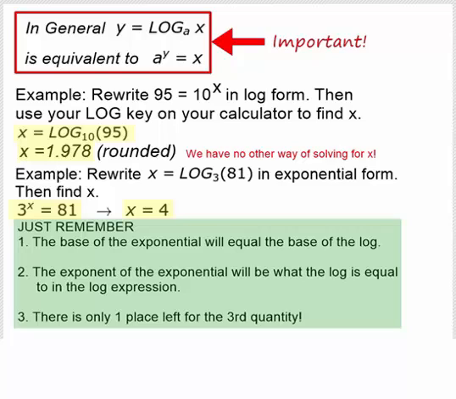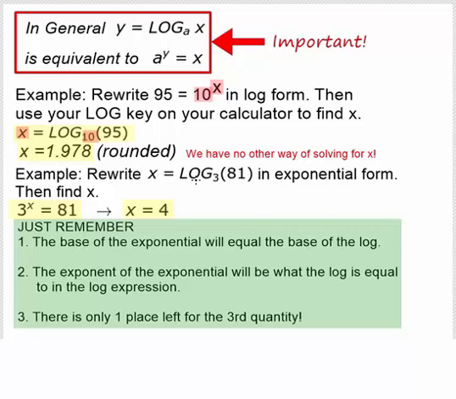In the first example, we had 95 equals 10 to the x. Our base was 10, so it's going to be a base 10 log. Our exponent was x, so x was equal to the log. It was opposite of the equal sign. So we had x equal base 10 log of, and the only thing left there is 95, so we put 95 in that last place.